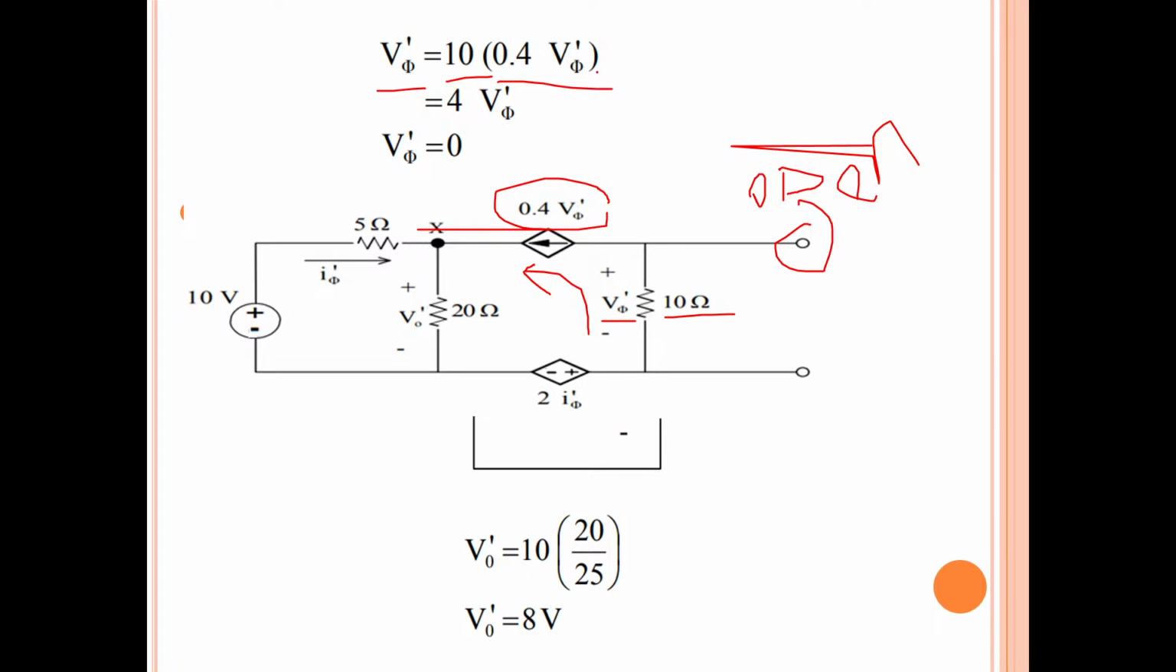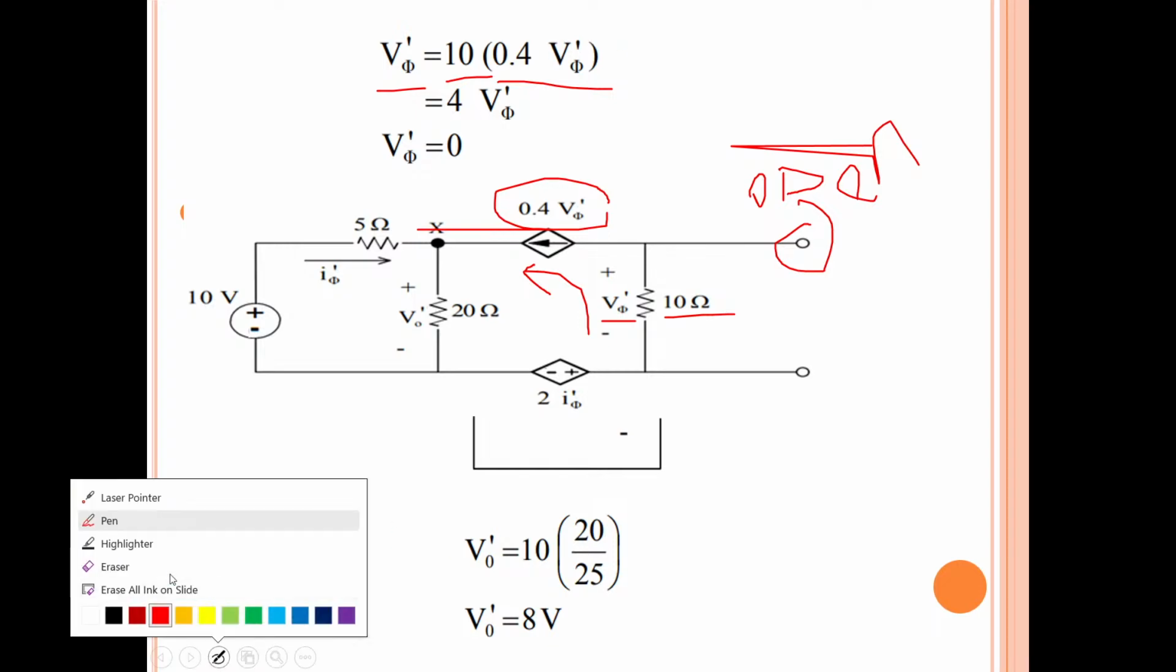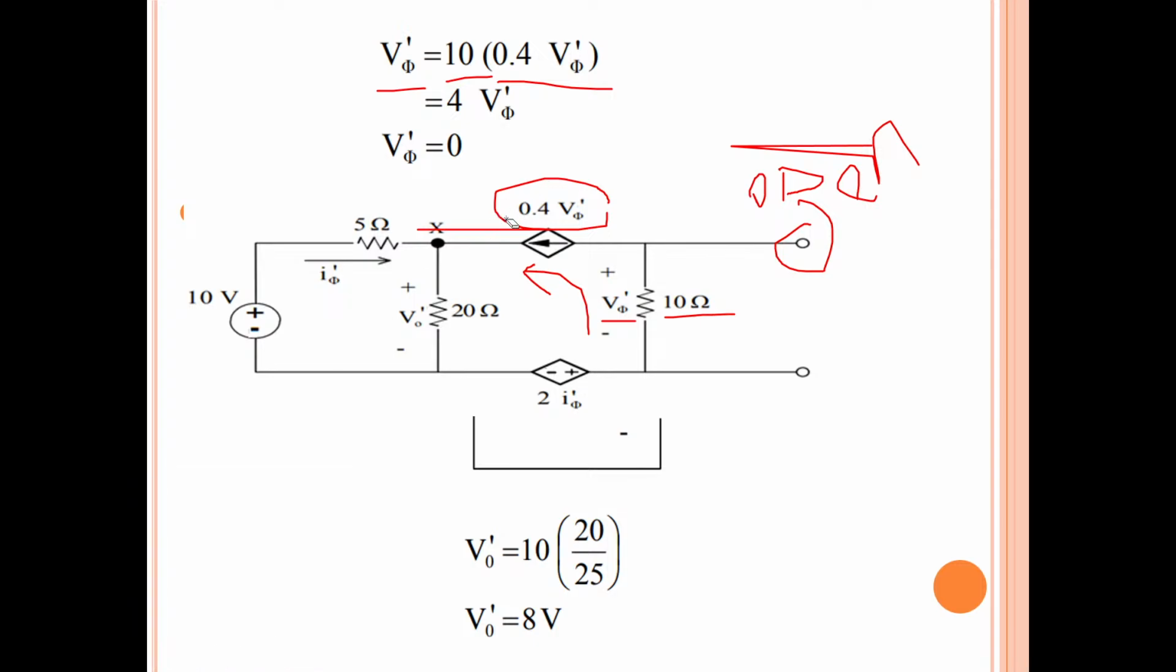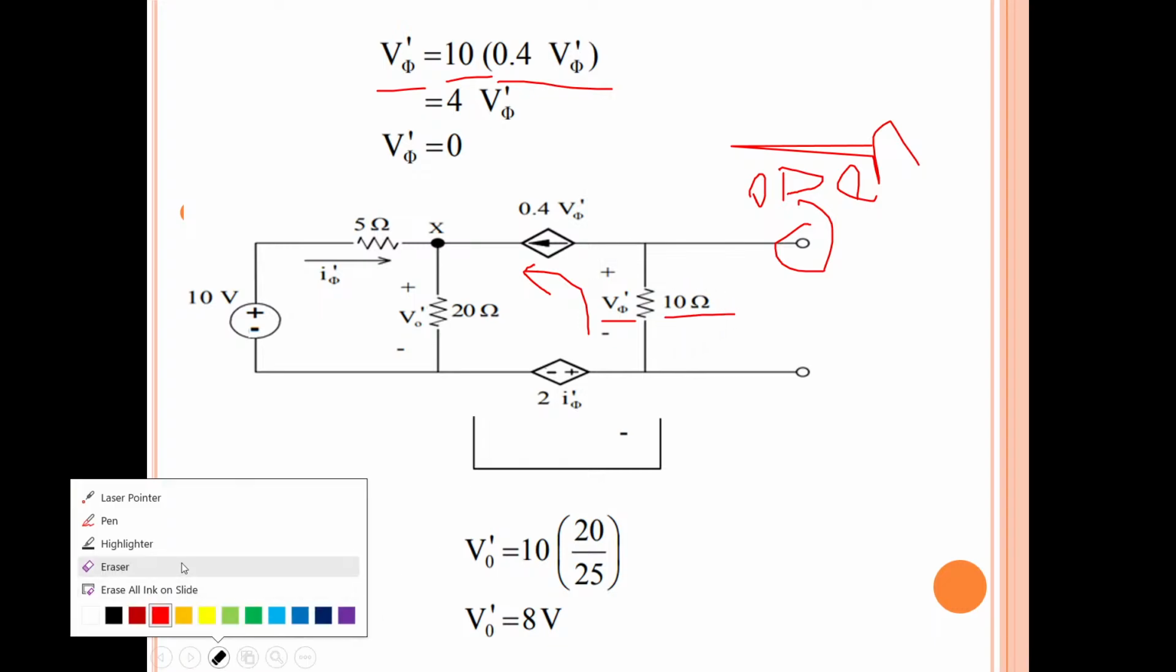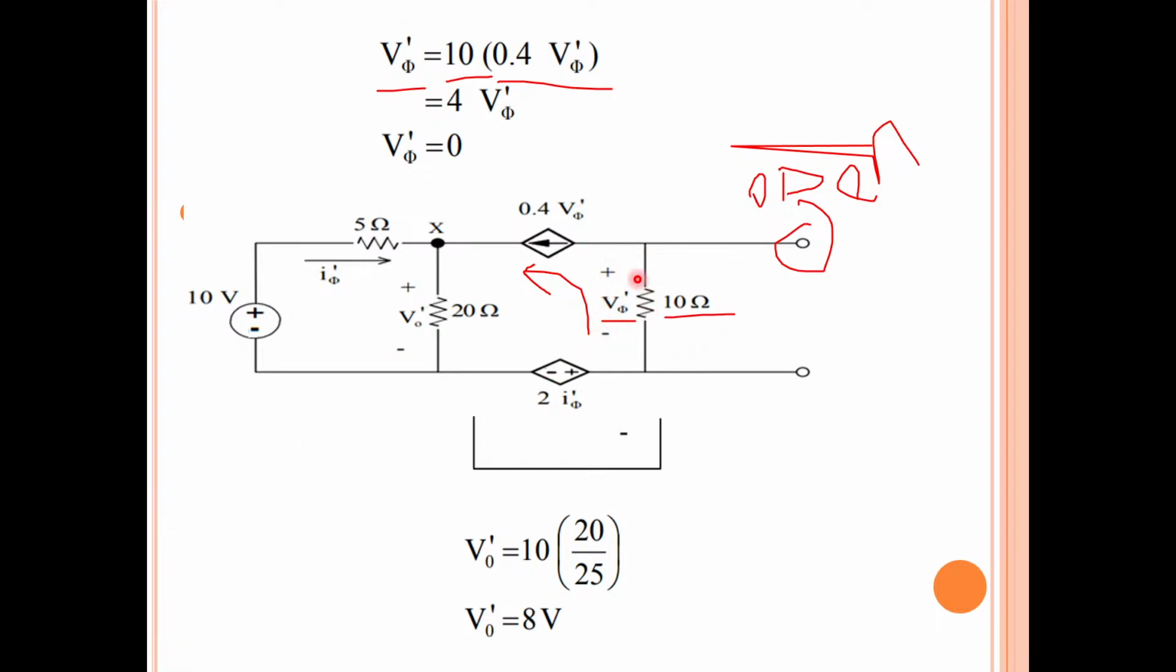Is it clear or am I confusing? Numerical problems with dependent sources are a bit complicated, so you should listen carefully and try to understand. V5 dash is the voltage across 10 ohms. Once again I am repeating, V5 dash is the voltage across 10 ohms.